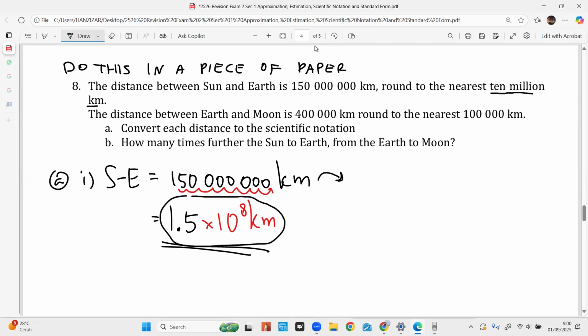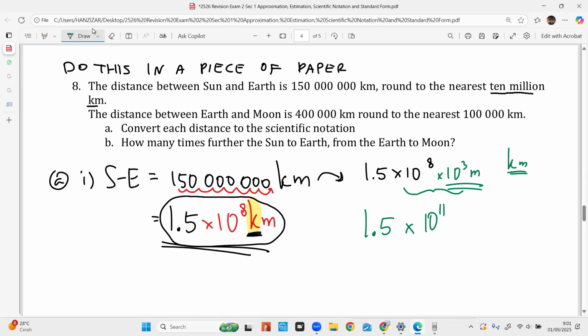Another, more natural way is to convert the kilo one more time, right? 1.5 times 10 power 8 kilo. In a common prefix, the kilo is actually times 10 power 3, right? Times 10 power 3 meter. This stands for the kilometer. Therefore, you combine the 10 power 8 and 10 power 3. So 1.5 times 10 power 11 meter.